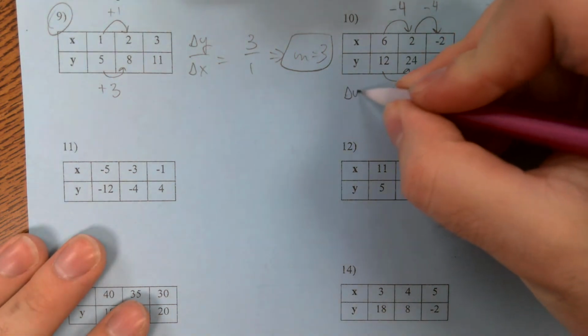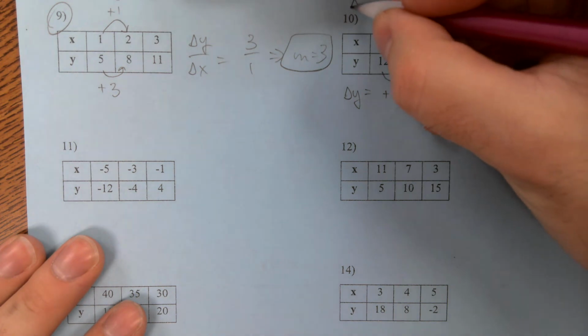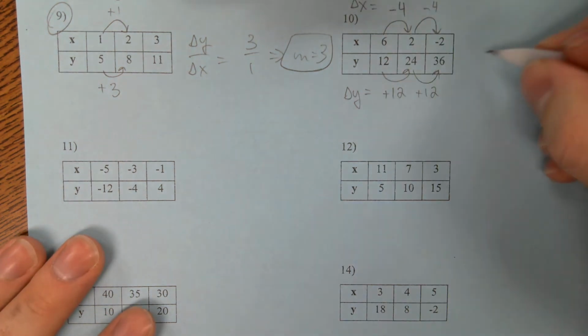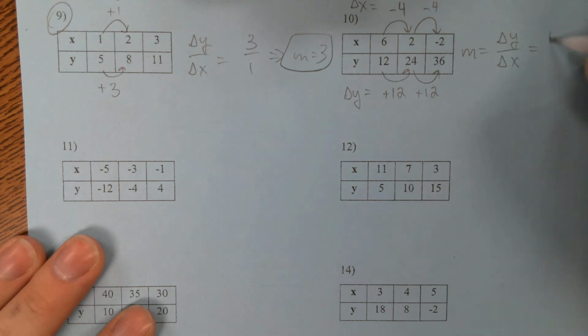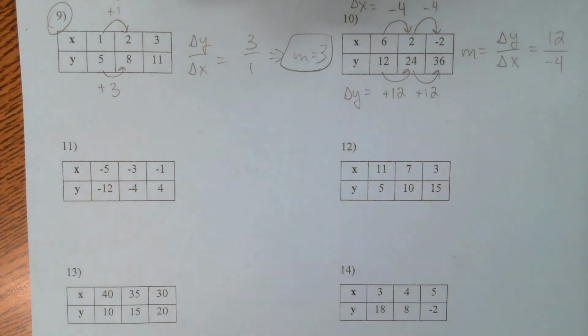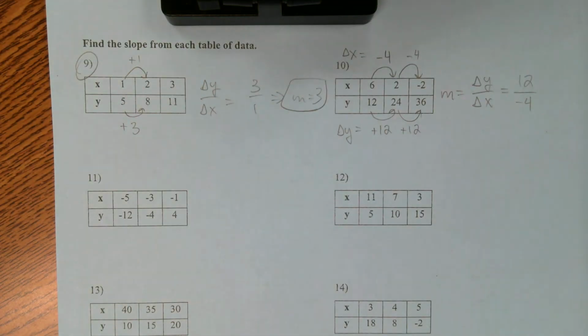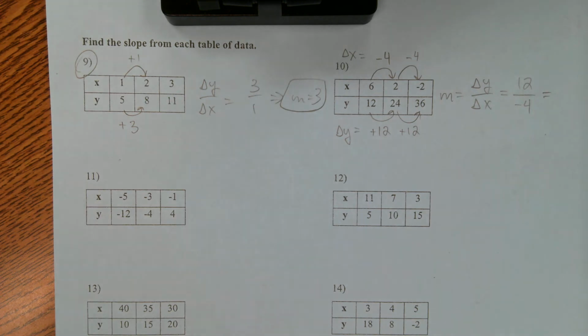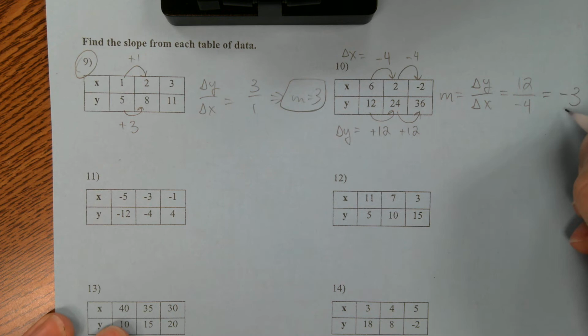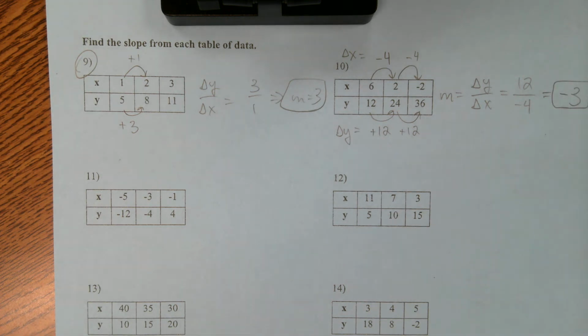So our change in y is positive 12. Our change in x is negative 4. So change in y over change in x is 12 over negative 4. Now I saw a couple people leave that as their answer yesterday, which is technically correct. However, it's not simplified, right? How many times does 4 go into 12? 3 times, right? And what's a positive over a negative equal to? A negative. Always, always, always.